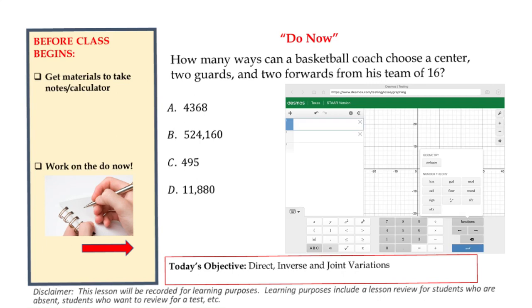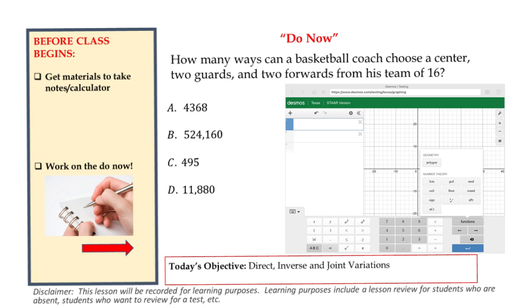All right, this actually is the last new material that we have in Algebra 2. And we're going to do a problem as a review over what we did on permutations and combinations. How many ways can a basketball coach choose a center, two guards, and two forwards from his team of 16?